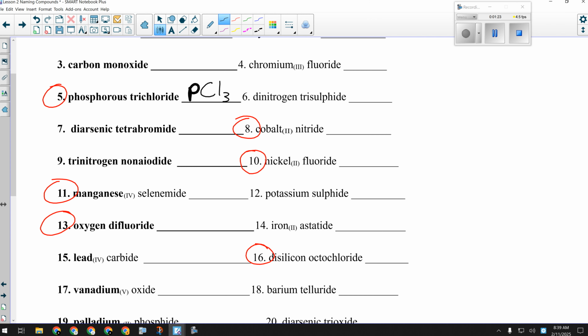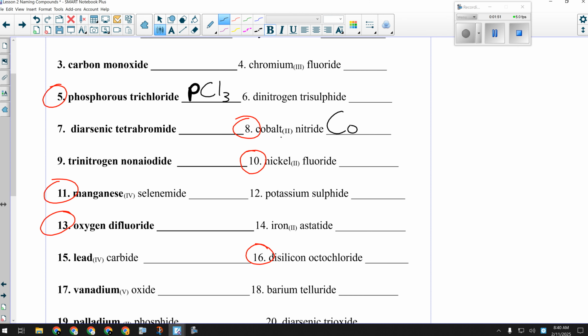For number 8, is that ionic or molecular? Molecular. Oh, sorry, no, number 8. Sorry, ionic. It's got a metal, right? Cobalt is a metal. If we see a Roman numeral, it's always ionic. Roman numerals are only ever going to be present in an ionic compound, because they're only ever present on metals.